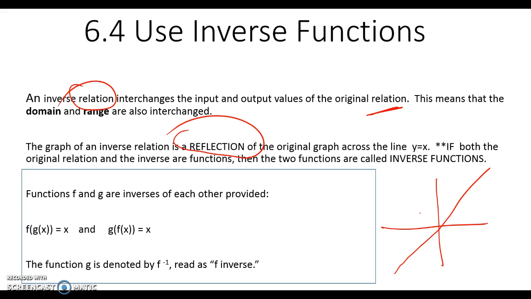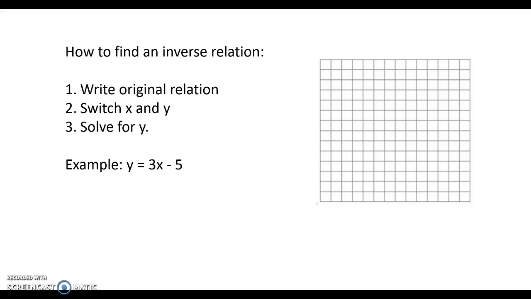Okay, this is the whole reason we learned composition of functions in the last section. Functions f and g are inverses of each other provided that f of g of x equals x and g of f of x equals x. They basically undo each other. So the function g, if it's an inverse, is denoted by f with a -1 superscript and is read f inverse.